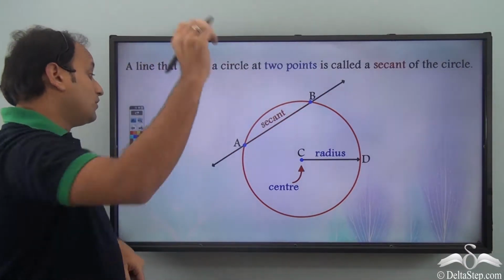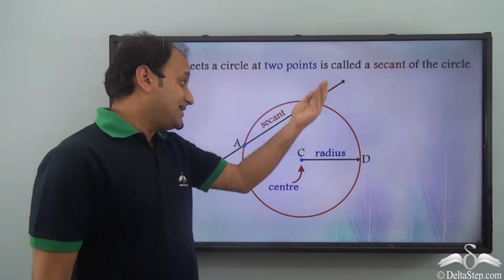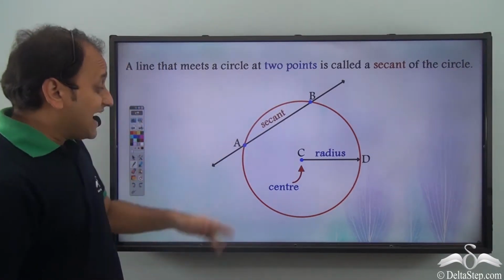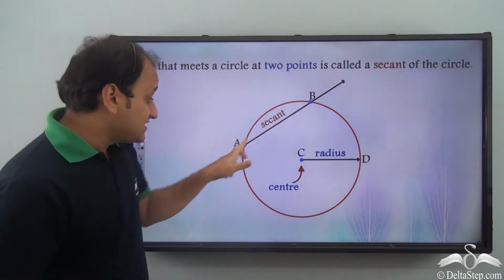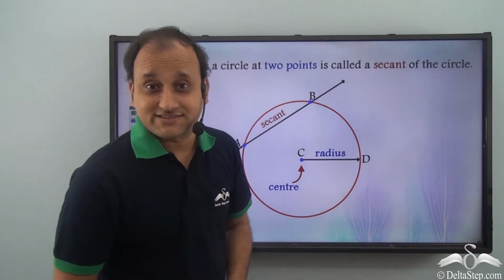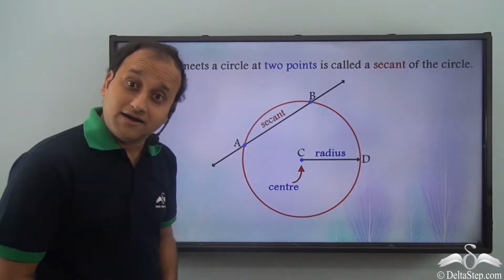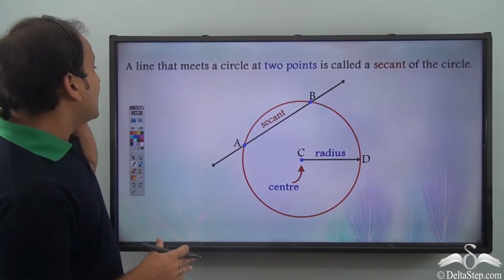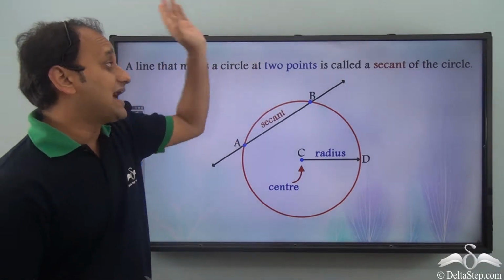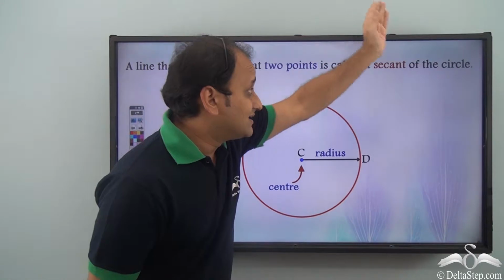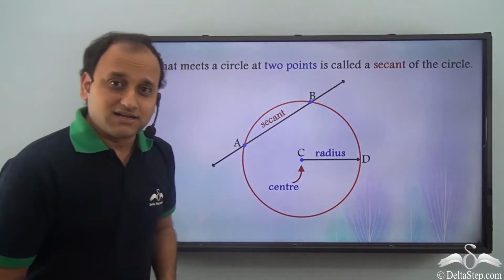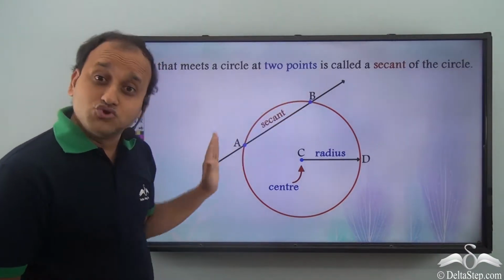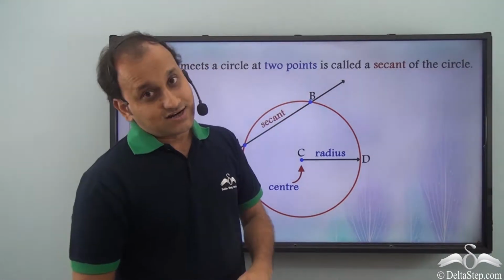Now, what if instead of a line segment, it's a line? So in this case, what do we say? We say that this line is passing through these 2 points. And then what does this become? This is called a secant. So what is a secant? A line that meets a circle at 2 points is called a secant of the circle. So in this case, this is a secant and it passes through 2 points on the circle.